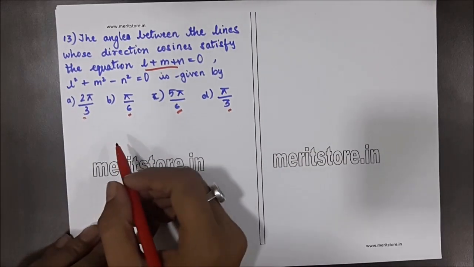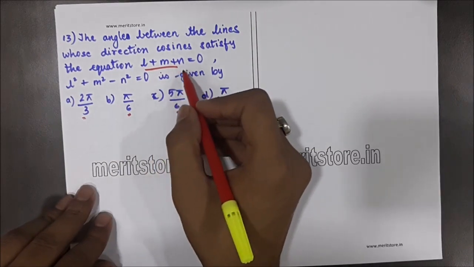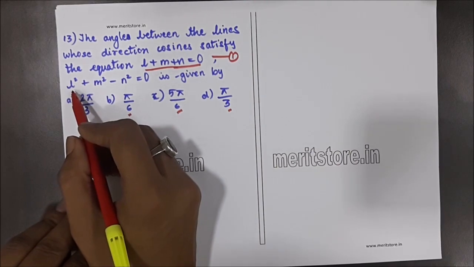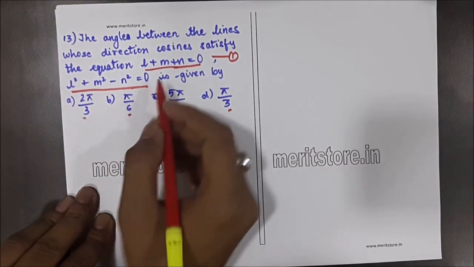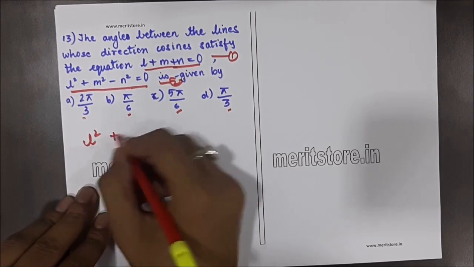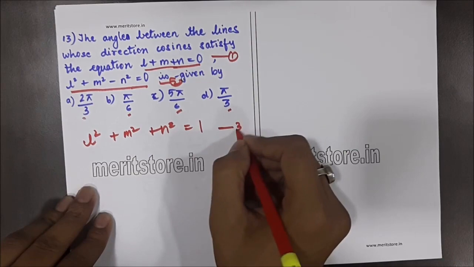Okay, since L plus M plus N is equal to 0 is given, let's consider it equation 1. L square plus M square minus N square is equal to 0 is equation 2, and we also have L square plus M square plus N square is equal to 1. Let's consider it equation 3.